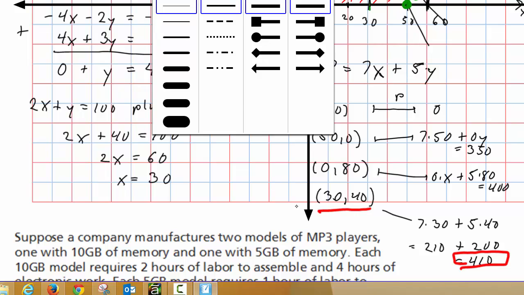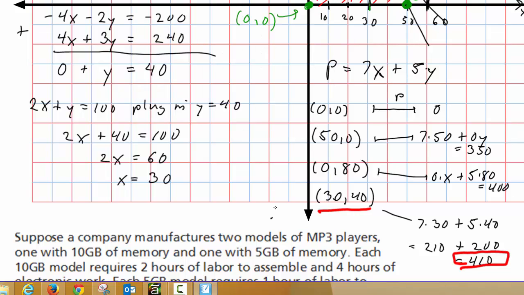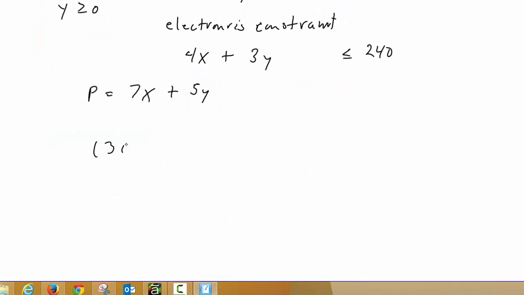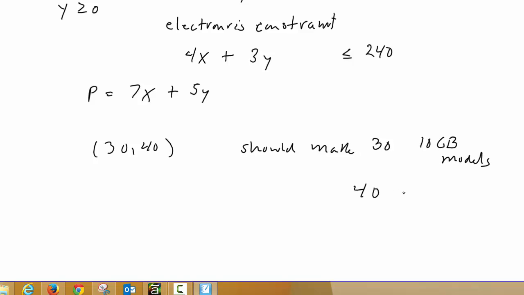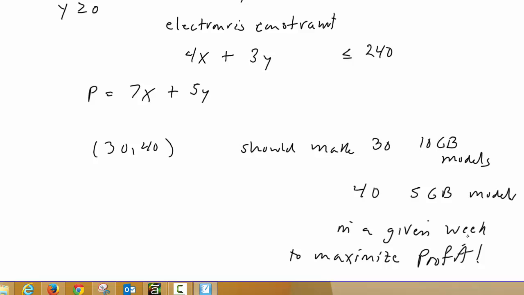Remember the whole point of this problem was how many 10 gigabyte models should we make and how many 5 gigabyte models should we make in a given week to maximize our profit. So this is telling us then that (30, 40) is our answer, which means that we should make 30 10 gigabyte models and 40 5 gigabyte models in a given week to maximize profit. So that's our answer. That is our optimal production policy.